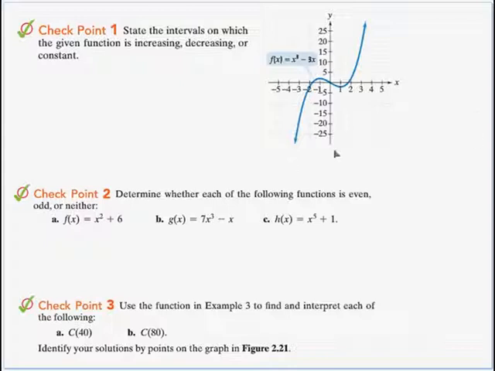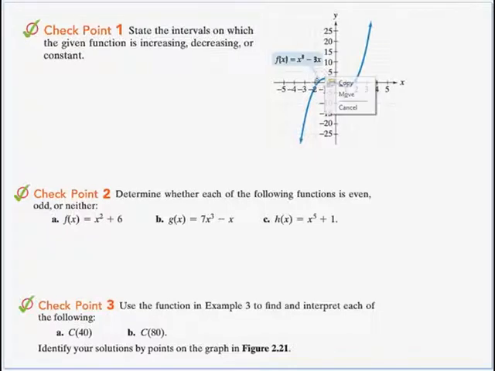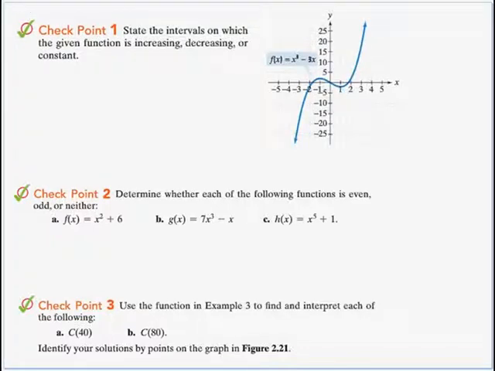So let's see, in the first one we're talking intervals of increasing and decreasing. A good place to start these is find your peaks and valleys. I see a peak right here, and I see a valley right here. That'll chop up our intervals of increasing and decreasing.